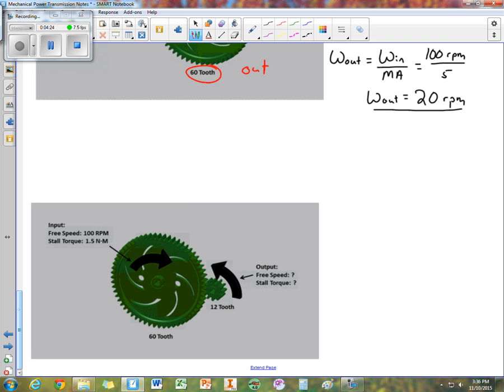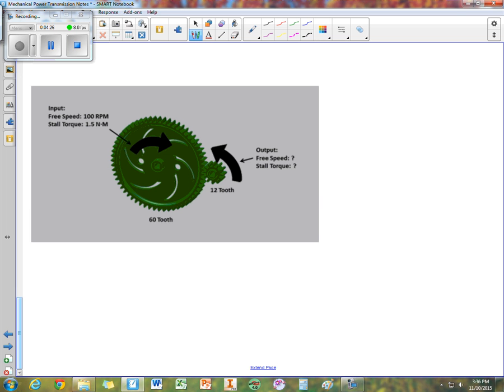All right, let's reverse that then. This time, the 60 tooth is the input, the 12 tooth is the output. Once again, our input is going to be 100 RPMs. Our input torque, I'm going to go back to 1.67 Newton meters. All right, so this time, mechanical advantage is 12 over 60. That's going to be 0.2.